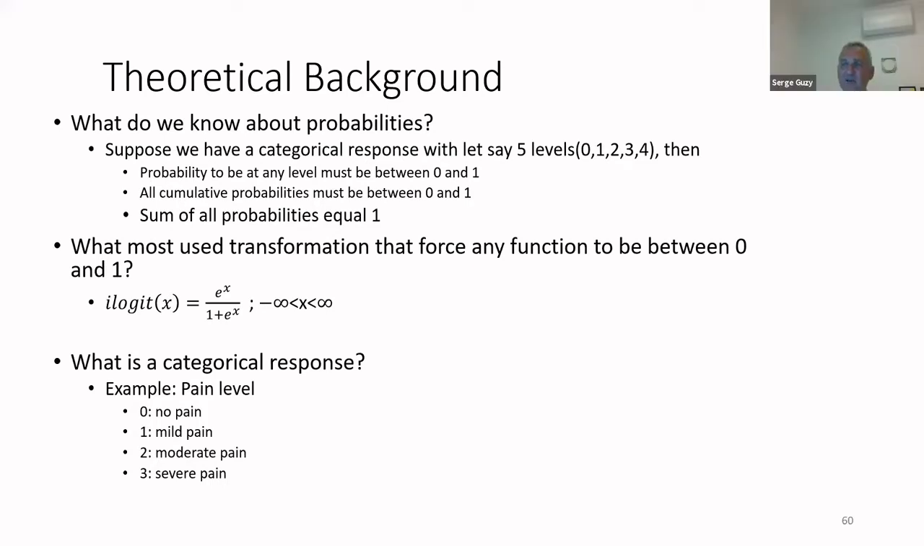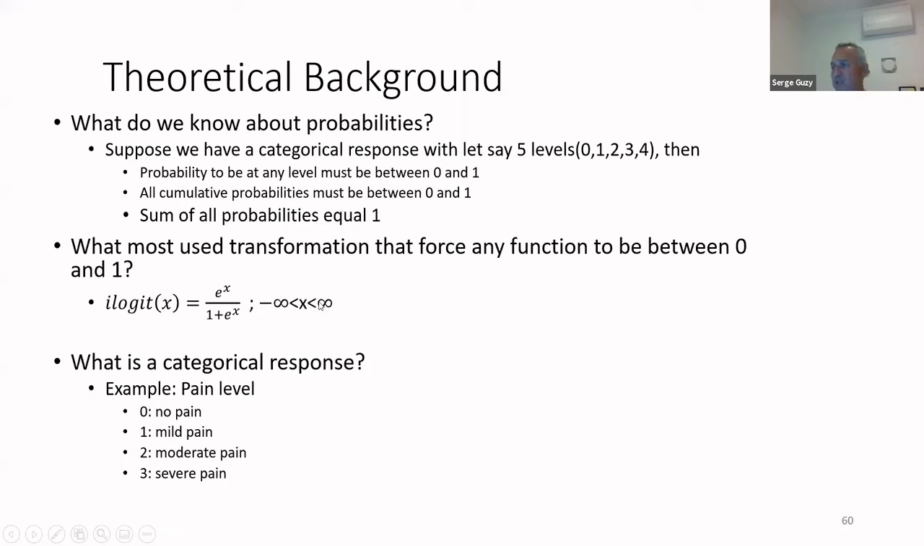Now let's talk about some functions that are very important. Remember that whatever model I'm talking about, it's a probabilistic model. Whatever function I'm using, I should be sure that the probability is between 0 and 1. And that's what we use in a transformation called inverse logit. This is basically the function. You can see inverse logit of x is equal to e to the x divided by 1 plus e to the x, where x can go from minus infinity to infinity.